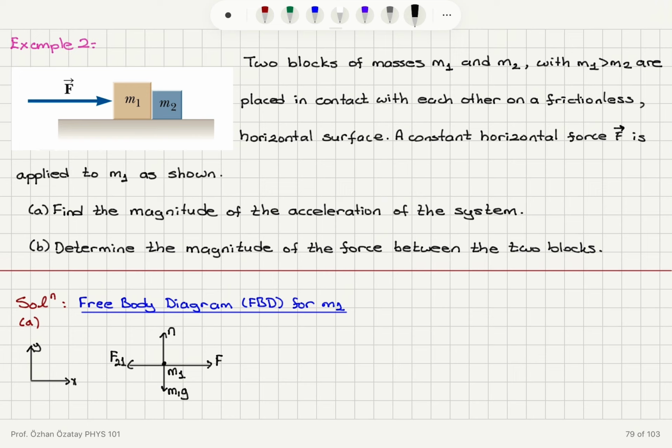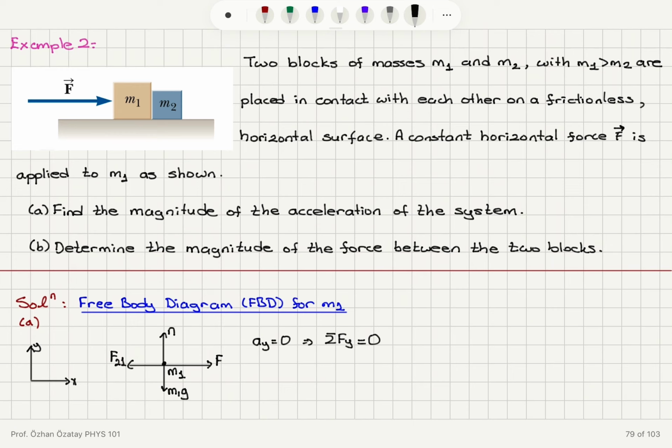Object 2 exerts a force on object 1. Because the surface is frictionless, we don't consider friction. Those are the four forces acting on M1. Now, as a result of these forces, what is M1 doing? Well, on the y-axis, it's doing nothing. Acceleration on the y-axis is 0. Therefore, the net force acting on the y-axis, the y components, should add up to 0.